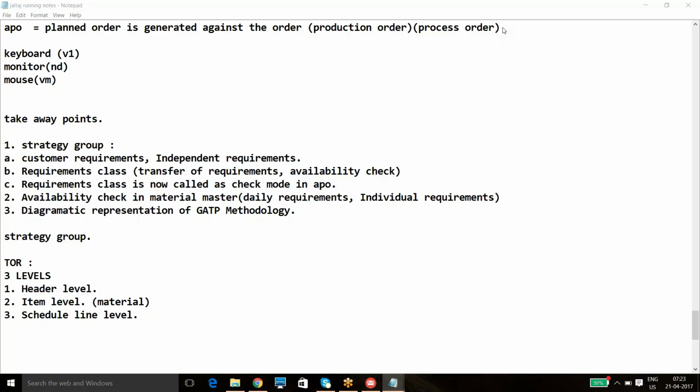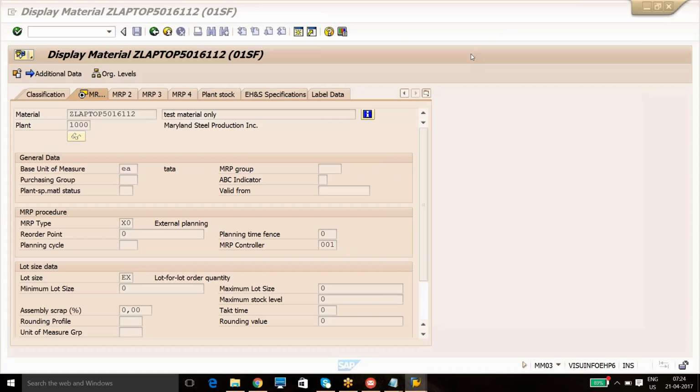For most of the cases, we go by strategy group, but it is not hardcore that you have to only go through the strategy group. You can also go using the MRP group. Why do we go for strategy group? Because we also understand how the complete material is working. So the MRP group is also used in some cases to extract your check mode, that is your requirement class.